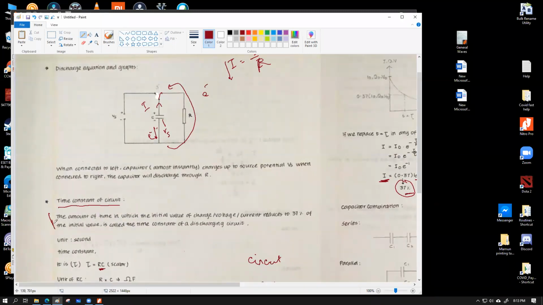Have a read at the definition. The amount of time in which the initial value of charge or voltage or current reduces to 37% of the initial value is called the time constant of a discharging circuit. So for a certain specific circuit, the amount of time within which the initial values are going to reduce to 37% of the original, that amount of time is what we're calling the time constant of a circuit. One of the easier ways that I can help you understand this is that in your radioactivity chapters, in your O levels and also in AS level, you have come across the idea of half-life, right?